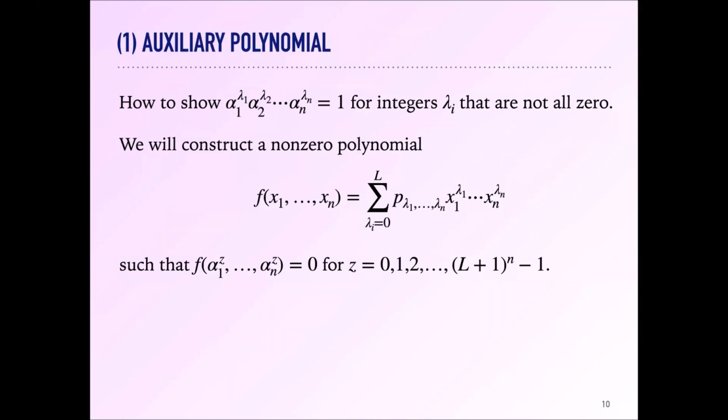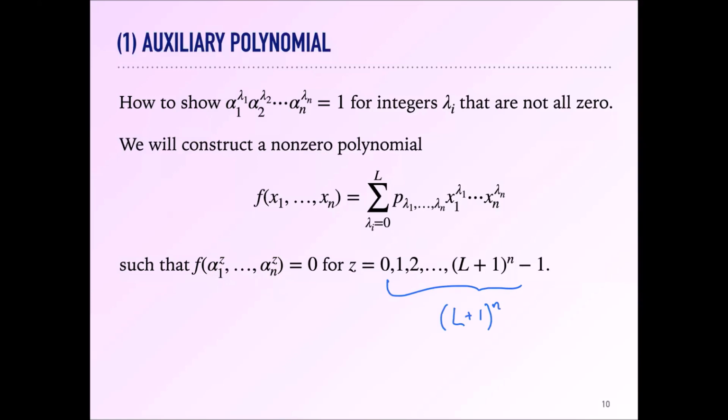But let's just say I produce any non-zero polynomial of degree L with the property that when I plug in alpha 1 through alpha n, and then I raise those to any power z, where z is an integer from 0 all the way up to L plus 1 to the n, minus 1. So there's L plus 1 to the n of these numbers total.